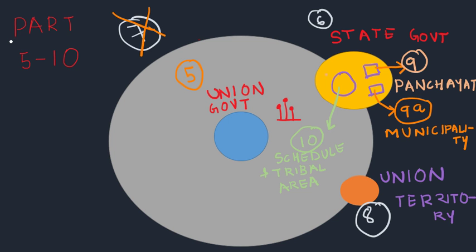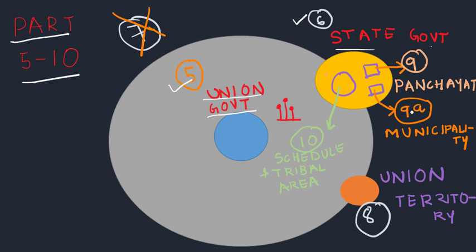Now from part 5 to 10. Again, let's draw two circles. This indicates the union government, the center one, and at the periphery you have states. So center one is union government, which is part 5, and periphery is the state government, which is part 6. At the periphery with the state, you also have union territory too. But just remember, there's no part 7. Part 7 has been deleted. So after part 6, we directly move to part 8 for union territories.